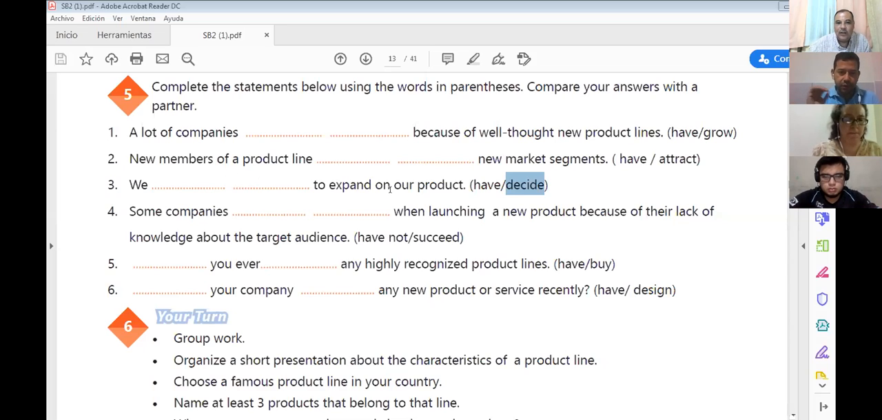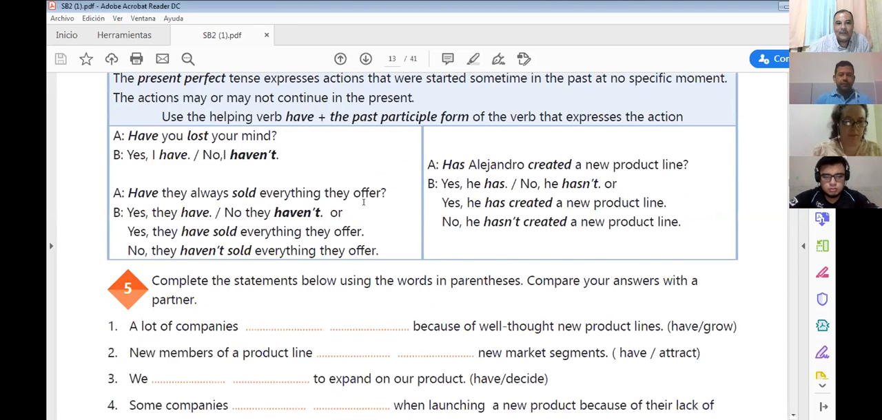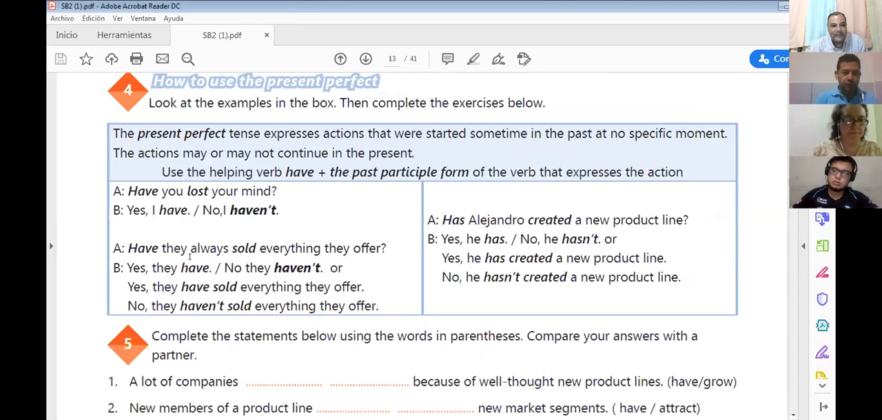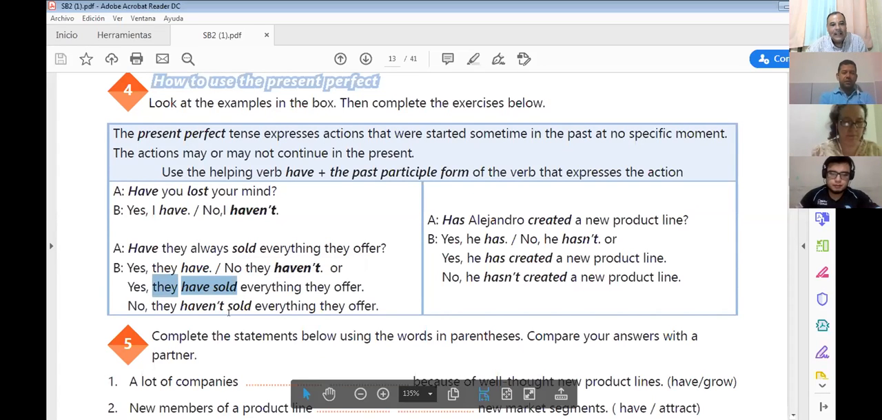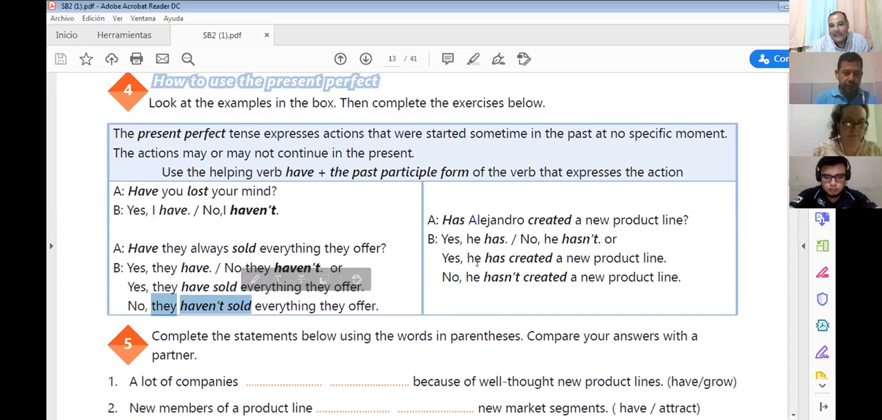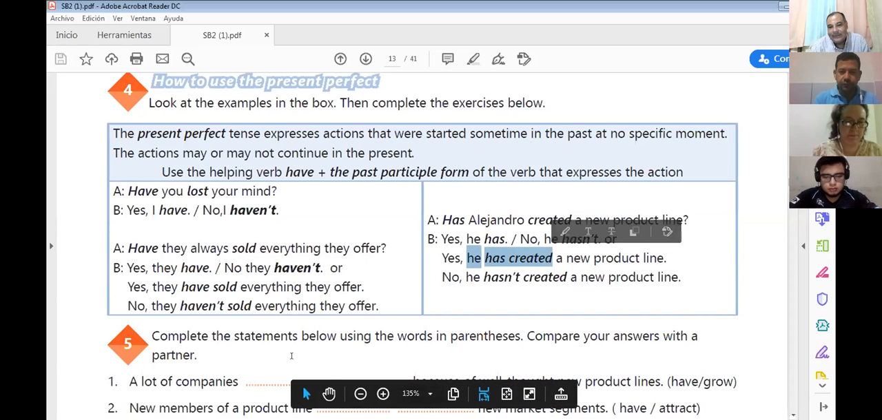No, take a look. Are you with me right here? For example, here, they, can you see right here? They have sold. And in the negative, they haven't sold. Can you see it? They haven't sold. The same right here. He has created, right? In the negative, he hasn't created.